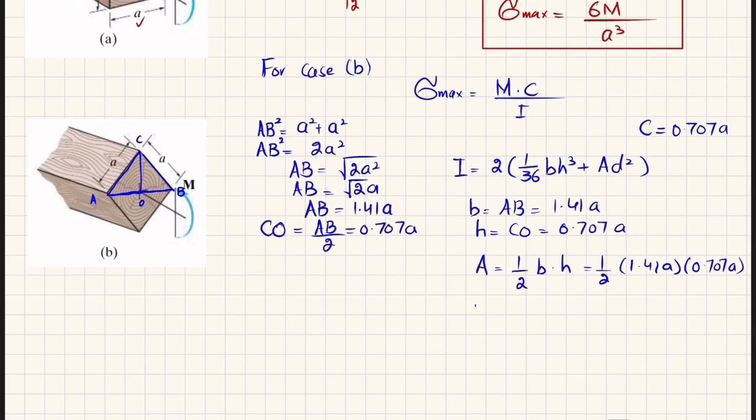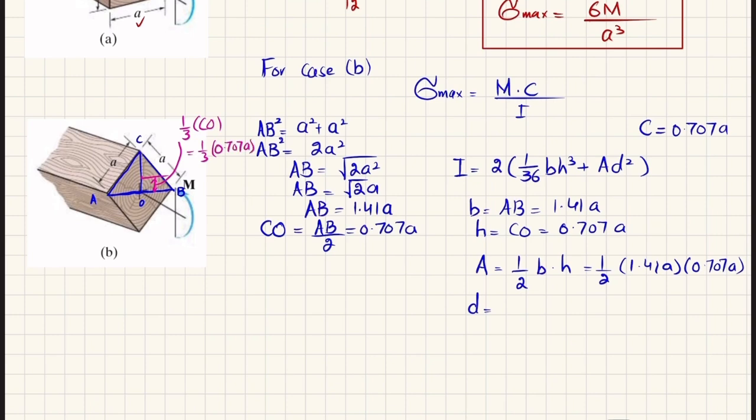And D is the distance from the neutral axis till the mid of this section, till the centroid of this section. And for this triangle, its centroid will be at 1 over 3 of CO. CO is this distance. So 1 over 3, its centroid will be this one, and this distance is equal to 1 over 3 times CO. So 1 over 3 times 0.707 times A.